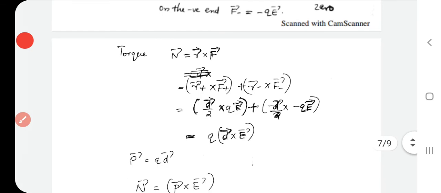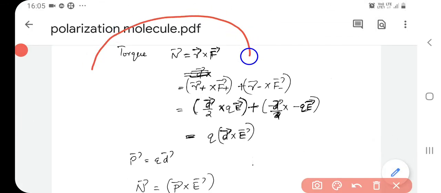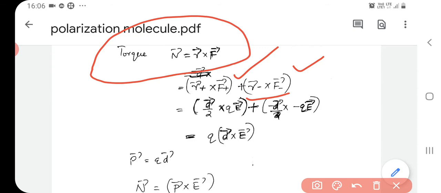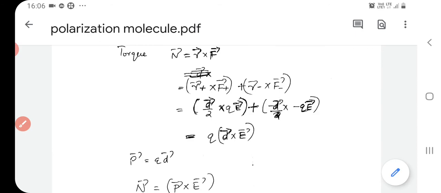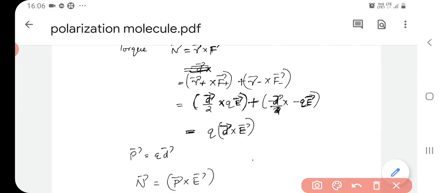Torque N is equal to R cross F. Here the torque due to the force on the positive charge, F plus, is R plus cross F plus, and the torque due to the force on the negative charge, F minus, is R minus cross F minus. So R plus is D by 2, with force QE, and R minus is minus D by 2, with force minus QE. When you add, you will get Q into D cross E.